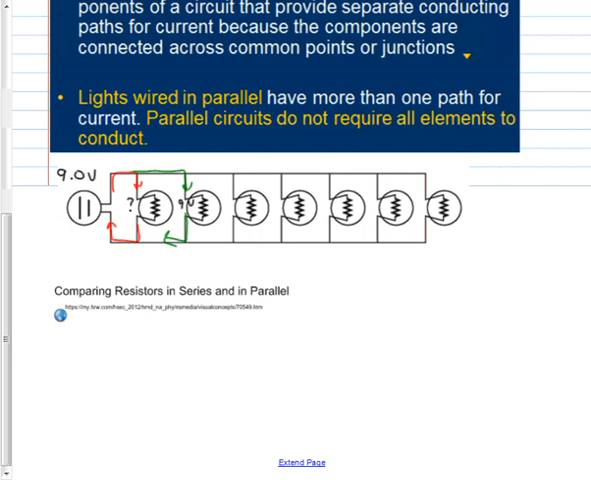Follow the green current. That green current only goes through that thing right there. It's got to be 9 volts. What is the voltage drop across every single one of these light bulbs? 9 volts. It's got to be 9 volts.